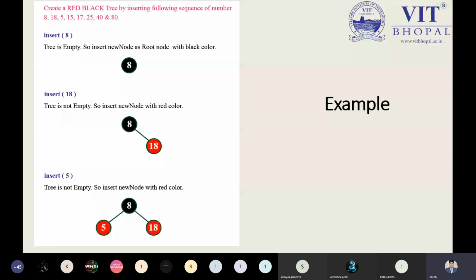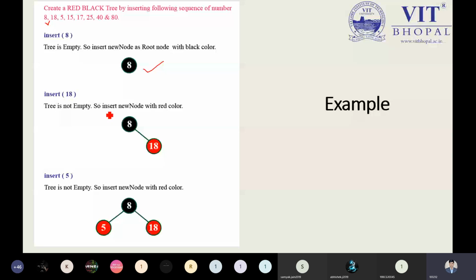First, what do I need to insert? I need to insert 8. The tree is empty, so the new node is the root node with black color. Am I right on this point? If this is okay, then say yes, or if you have any doubt, you can interrupt me anytime. So 8 is added here, and it is colorized black without any doubt, because the root must be black.